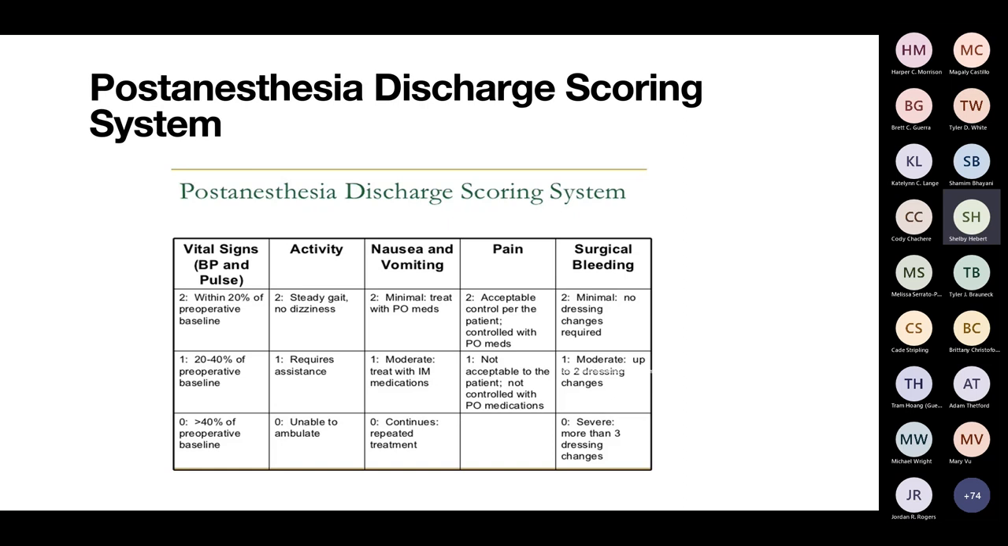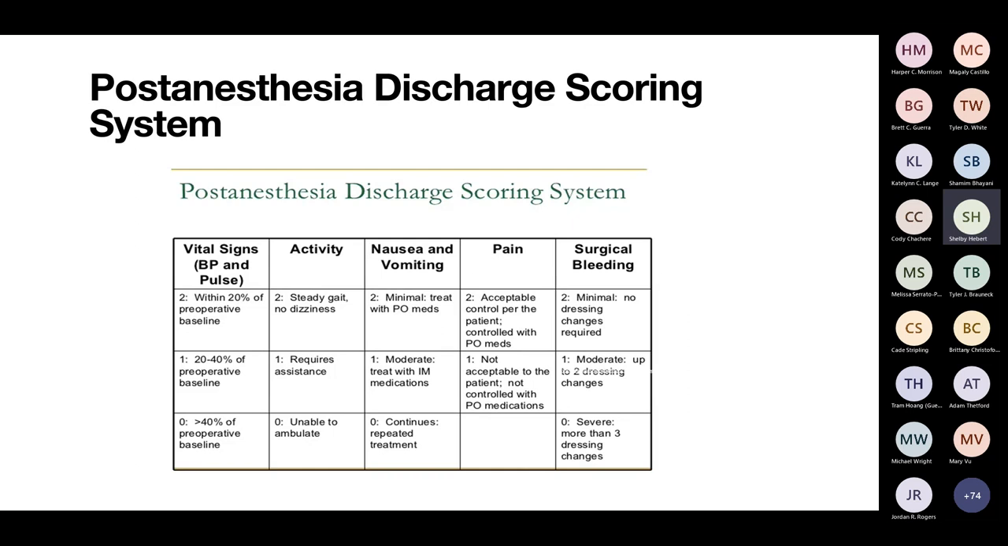Nausea and vomiting. There are patients that have to be admitted post-procedure just for persistent nausea and vomiting. So if you have somebody that's been medicated and continues to have nausea and vomiting, you may have to consider admitting them for management of that. From a pain standpoint, it's basically a yes or no question. Is the pain acceptable by the patient? Are we able to get it controlled with PO meds? Obviously, they can't take their IV home with them and continue medications if they didn't come in with their IV.